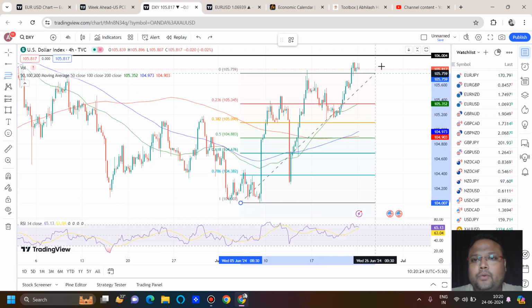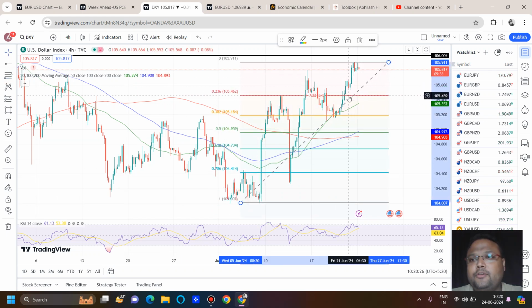My dear friends, we have drawn FIBO here. You can see if we draw FIBO, we have 0.236 at 105.45, and we also have the 50 moving average coming up, and around 105.20 we have the previous support as well as the FIBO 38.2% retracement level. Okay, and around 105 we have the FIBO 50% retracement level. So we have multiple layers of support. So if DXY drops also, we can expect it to take support and bounce back.